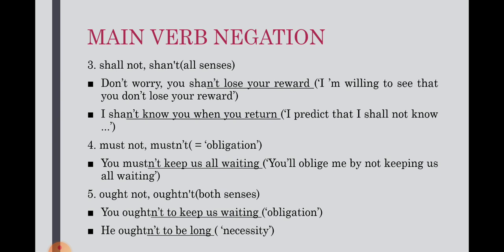Number 3, shall, also in all senses. Whenever we use shall, this indicates that it is outside the scope of negation, so it is affirmative also. And here you have examples about a prediction or willingness. And number 4, must, when we express obligation, of course. It is also outside the scope of negation, so it is affirmative. I mean the modal verb itself.